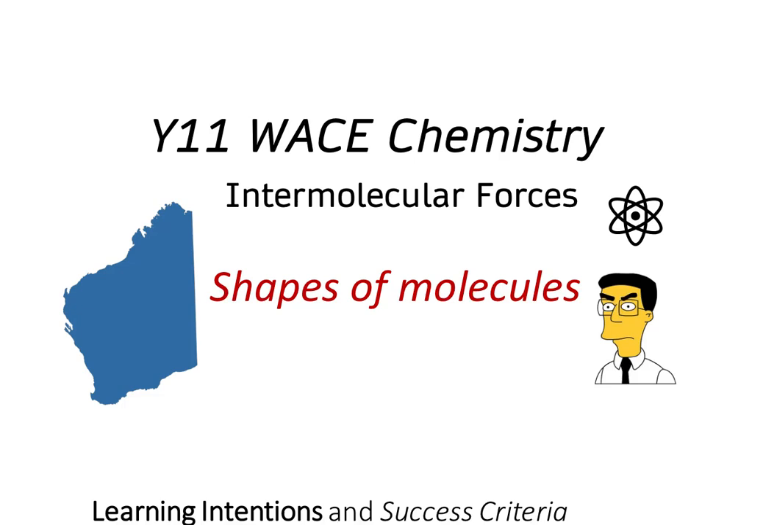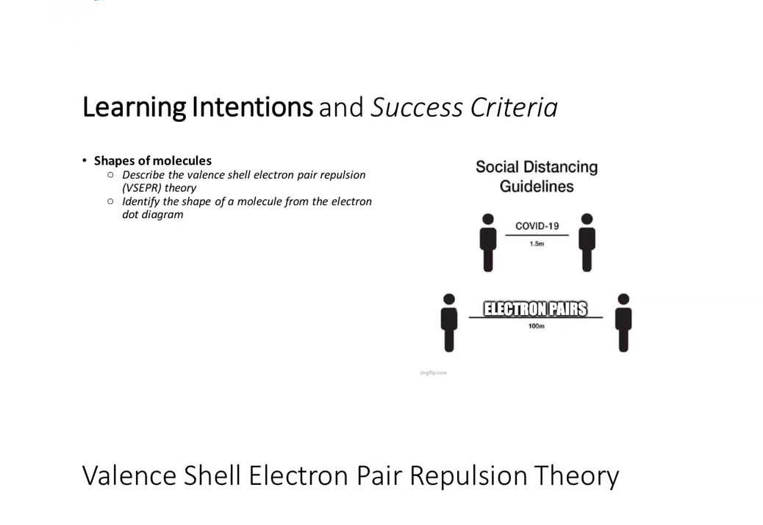Lim here, and this is our first video of intermolecular forces and shapes of molecules. Let's get started. All right, so we're going to be describing the valence shell electron pair repulsion theory, or the VSEPR. That's something we're going to learn, and we're going to identify shapes of molecules from electron dot diagrams. So that's going to be fun. So let's get started.